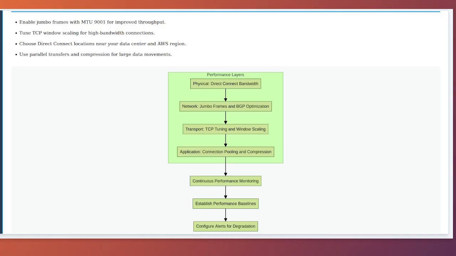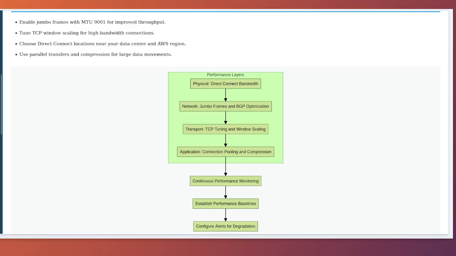The diagram illustrates performance optimization layers. At the physical layer, you have the Direct Connect bandwidth itself, and you should ensure you are not consistently saturating the connection. If you regularly hit 100% utilization, you need more bandwidth.